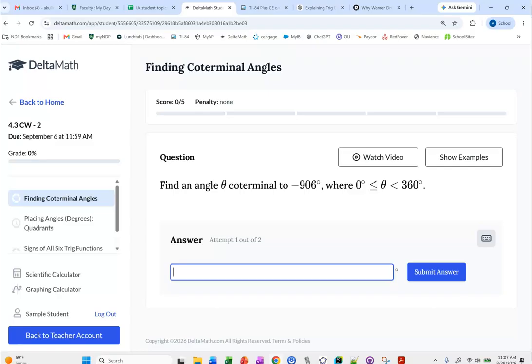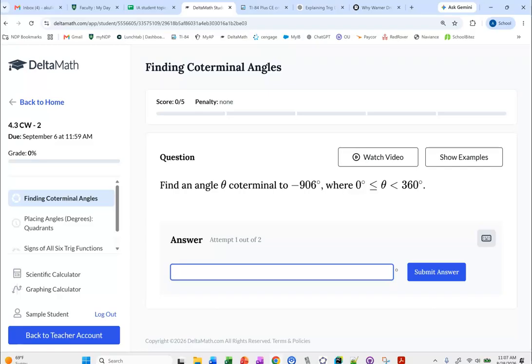So Max's example was 30 and then 390, both occupy the exact same location, because the only difference between 30 and 390 is that for 390 you go around one full time and then you do 30 degrees, which puts you in the same position as 30. So the shortcut in terms of finding coterminal angles, you're just going to be adding or subtracting 360.